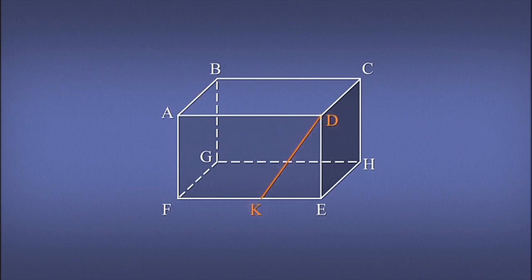Straight line DK and straight line FE intersect at point K. Point K is the point of intersection, and angle DKE is the angle between the lines.